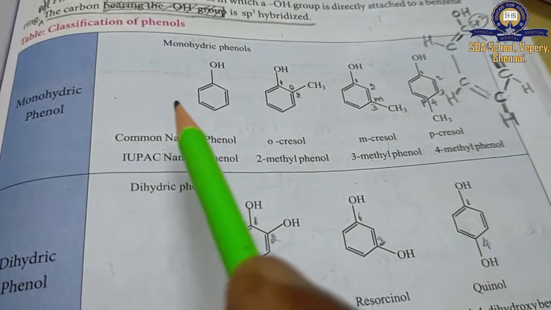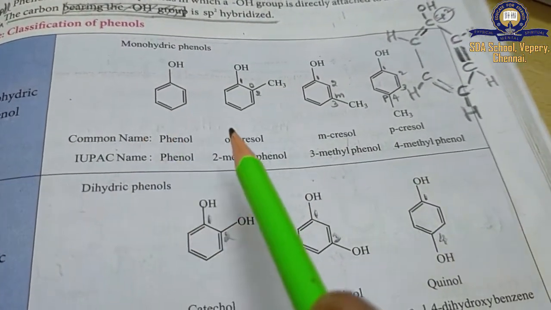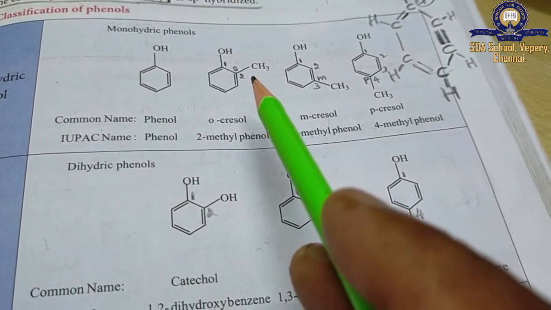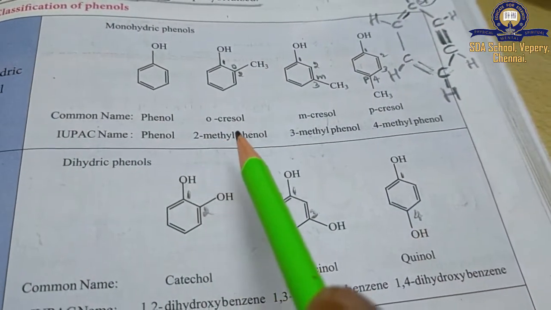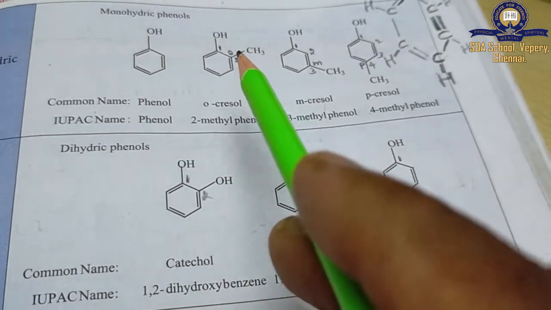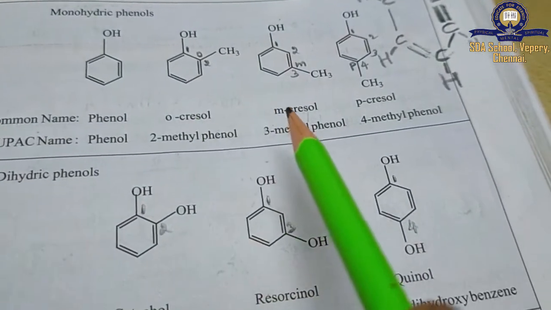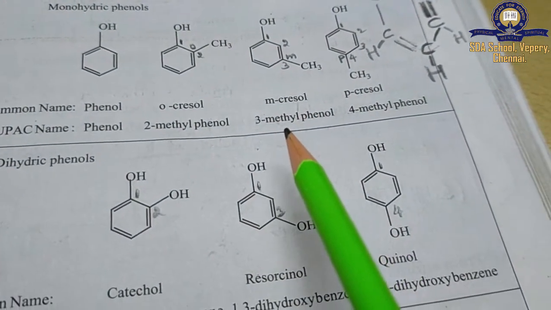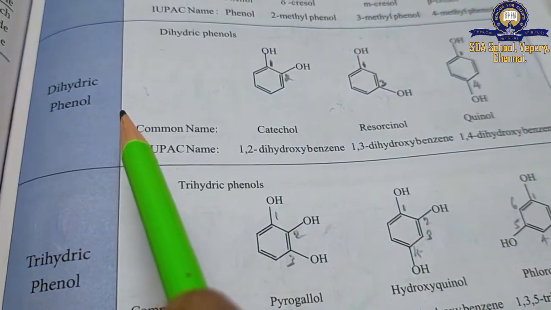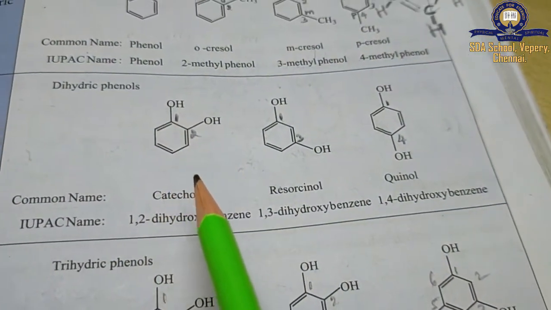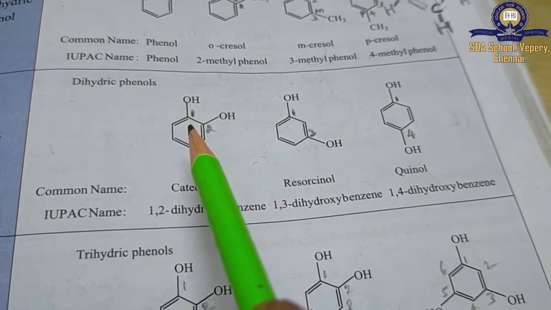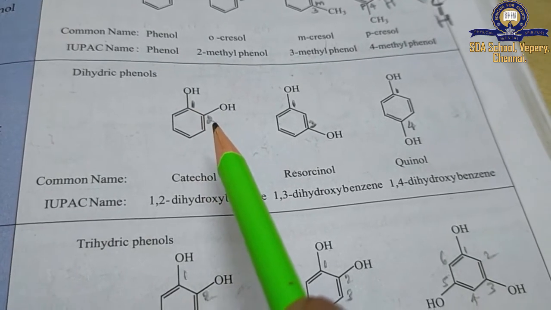Examples of monohydric phenol: the first compound is phenol, and the second one is orthocresol, that means along with the OH group, one methyl group is present at the second position. So 2-methyl phenol, or orthocresol, has the methyl group at the ortho position, as well as metacresol, then paracresol. And then dihydric phenol examples: the first one is catechol, where 2 OH groups occupy the first and second positions.